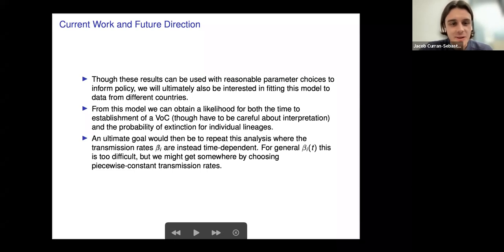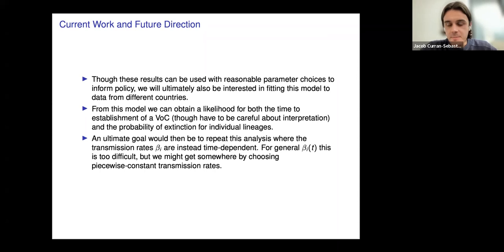And then this final point is that an ultimate goal would be to repeat this analysis for time-dependent transmission rates. I talked about that in the single type case, where we had a beta of t that can represent whether you have lockdowns, or increased mask wearing, or some other non-pharmaceutical interventions, or you could even include contact tracing in that. Unfortunately, in the multi-type case, this is difficult, and as far as I know, hasn't been done.